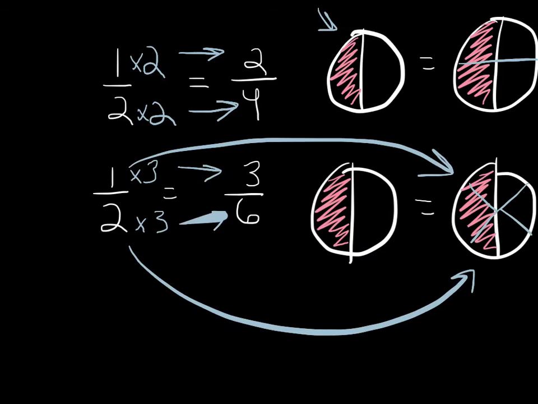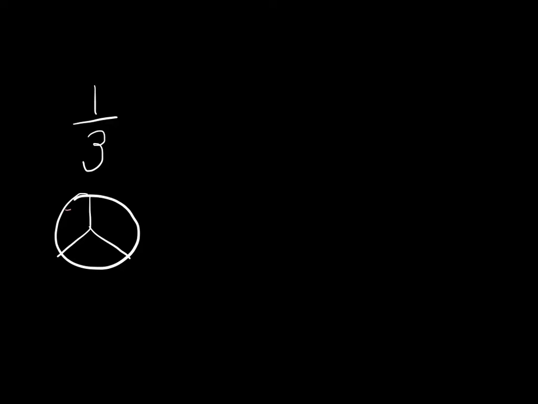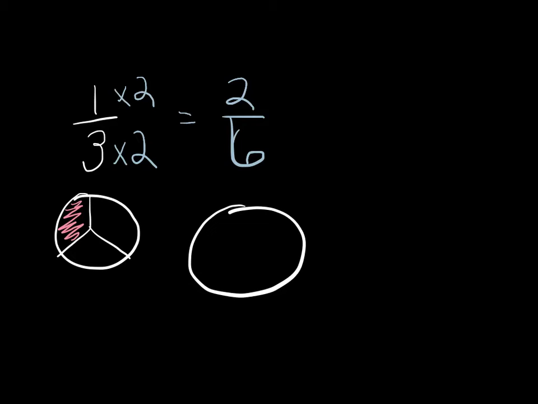This will work with any fraction as long as you multiply the numerator and denominator by the same number. For example, if you multiplied the numerator and denominator in 1/3 by 2, you would get 2/6. Well, what would that look like as a picture? If I took my 1/3 and divided each of those pieces into 2 pieces, I now have 6 pieces, and I still have 2 pieces shaded in, showing us that 1/3 is equal to 2/6.